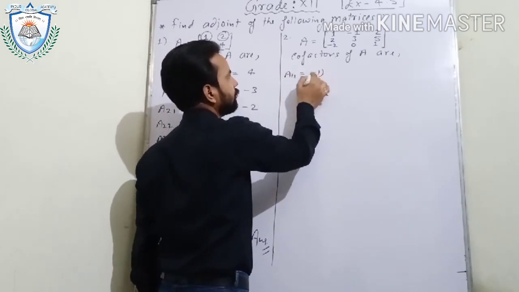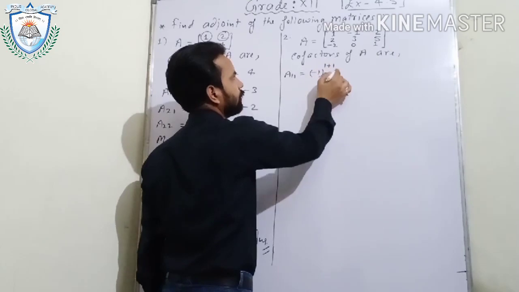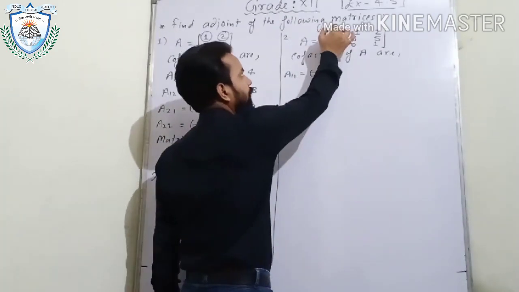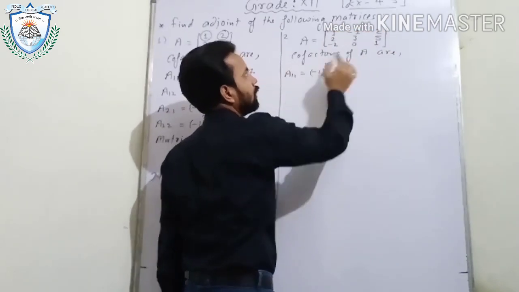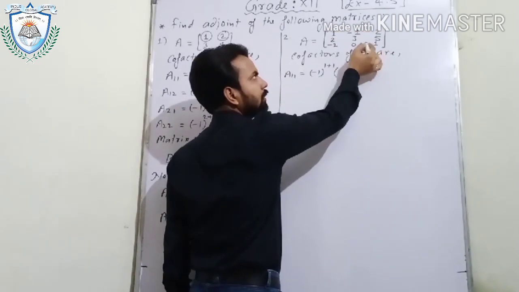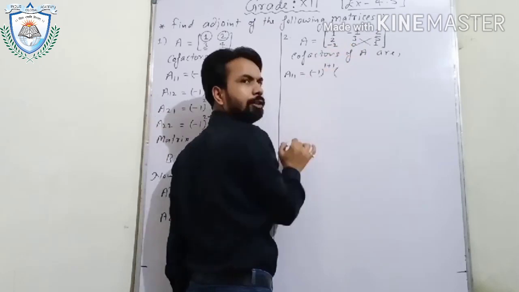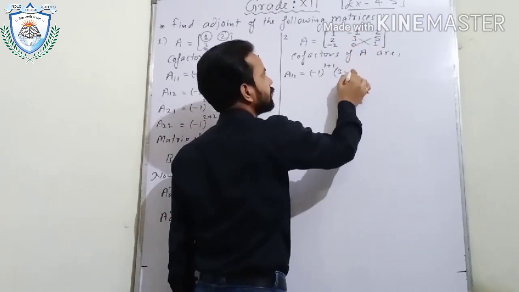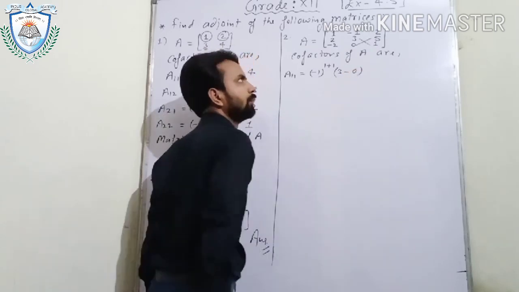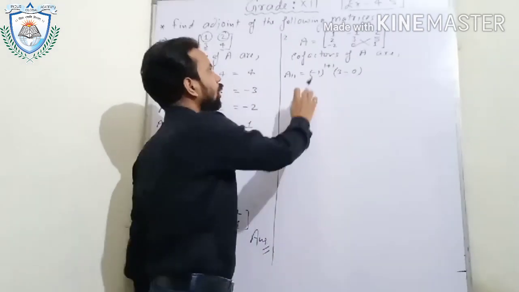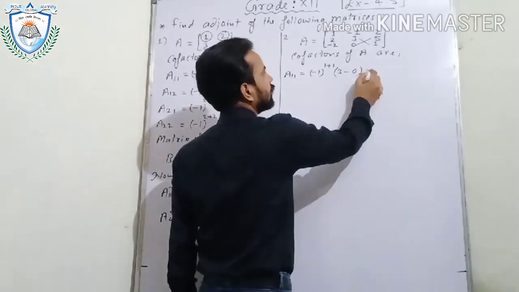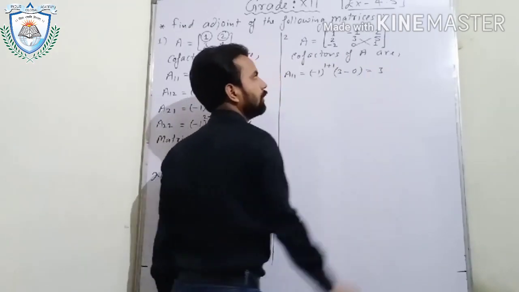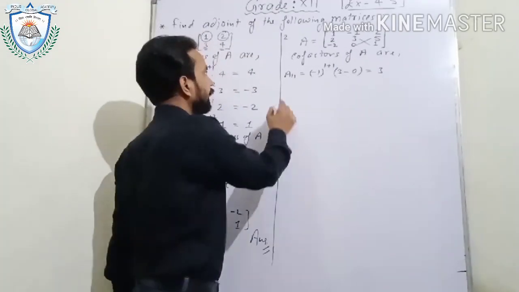A11 means minus 1 to the power 1 plus 1. Now for A11, we will hide the first row and first column. So 3, 5, 0, 1 is left. We will do the cross multiplication here: 3 ones are 3, minus 0 fives are 0. Now minus 1 to the power 2, the result will be positive, and 3 minus 0 is 3. So it will be 3. Now A12.